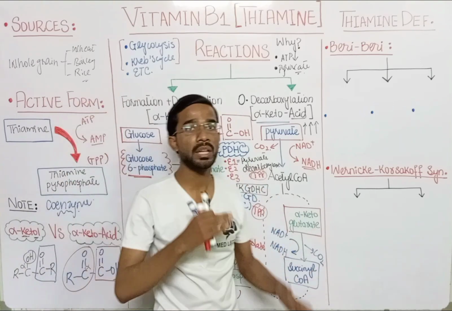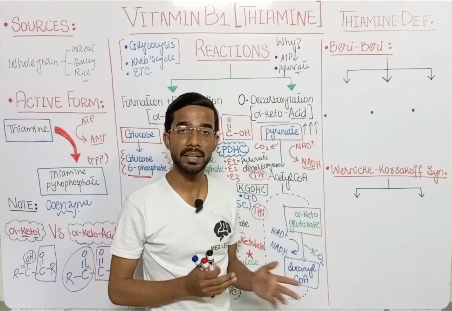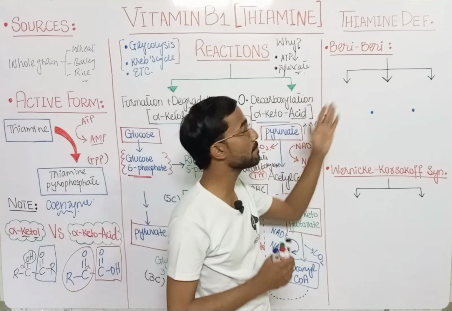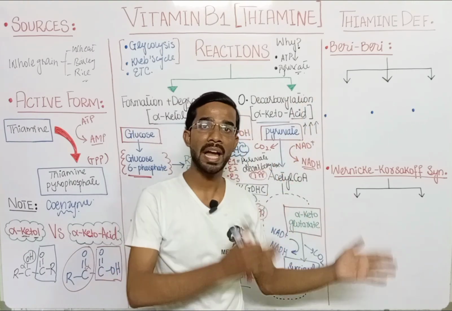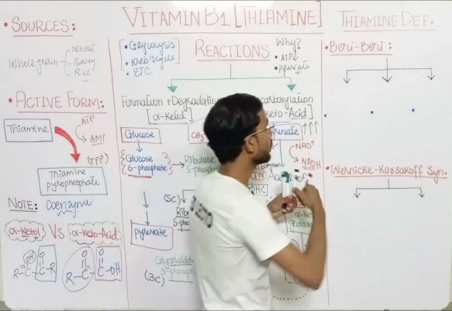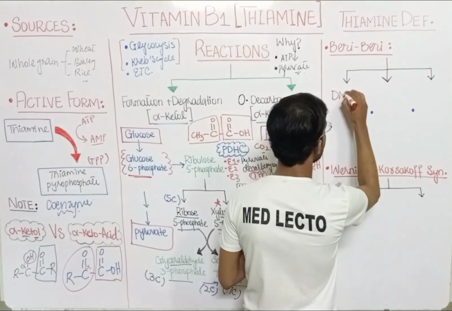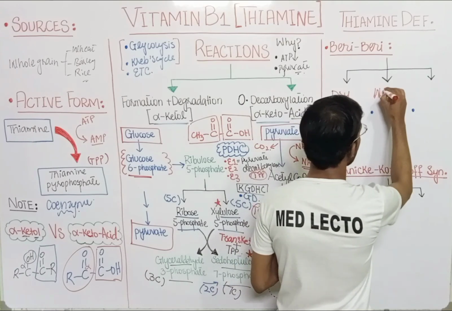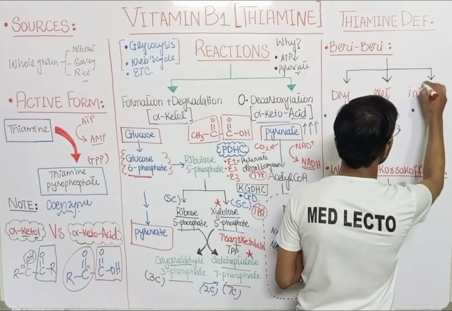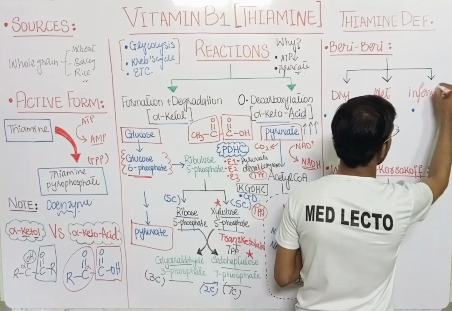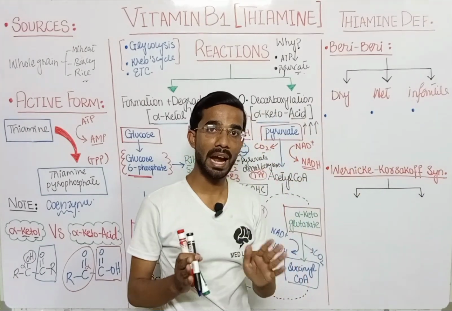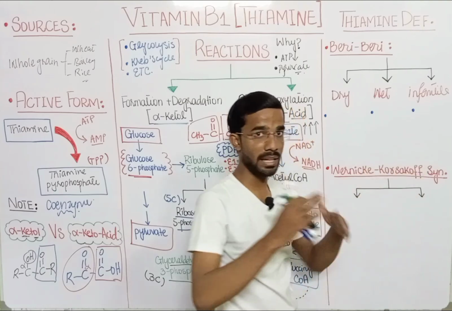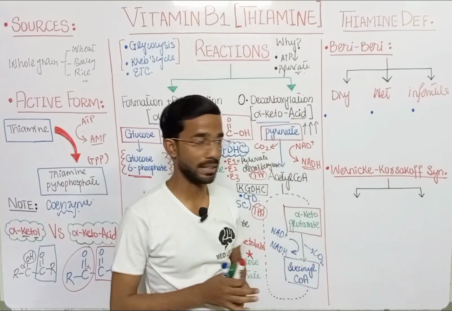Next we talk about what diseases actually develop in thiamine deficiency. The first one is Beri Beri. In Beri Beri you will see three types: dry, wet and infantile. Dry and wet are adult related, and infantile is related to infants.